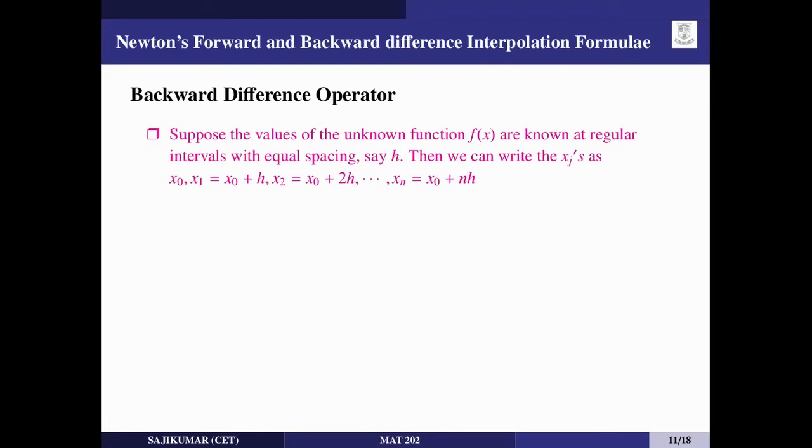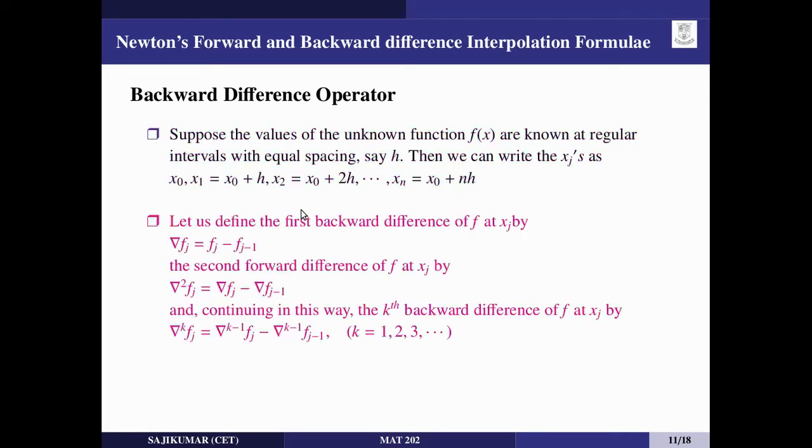Similarly, we can define the backward difference operator, where the function value is defined at equally spaced nodes. The first node is x0, the second node is x1, which is written as x0 plus h, x2 is equal to x0 plus 2h, etcetera, and xn is equal to x0 plus nh. Remember that in Newton's forward and backward difference interpolation, we are considering only nodes which are equally spaced, and the equal spacing is, suppose, h. Then using that h, we can write any node xn as x0 plus nh. So this x0 is taken as the reference point.